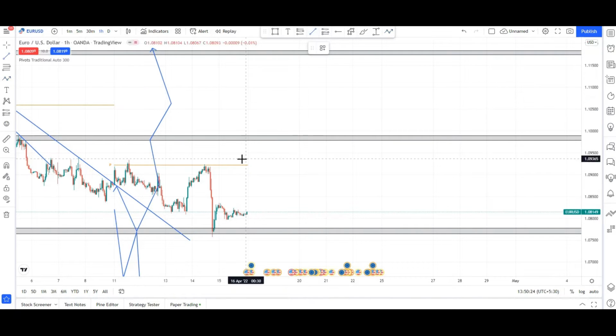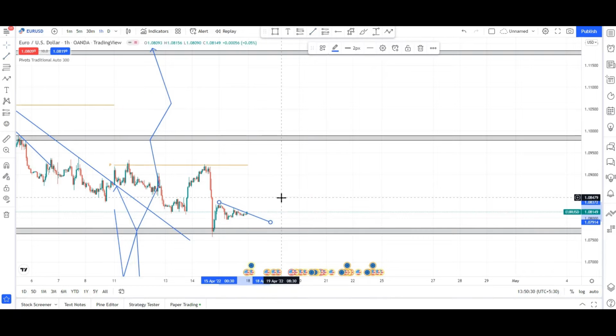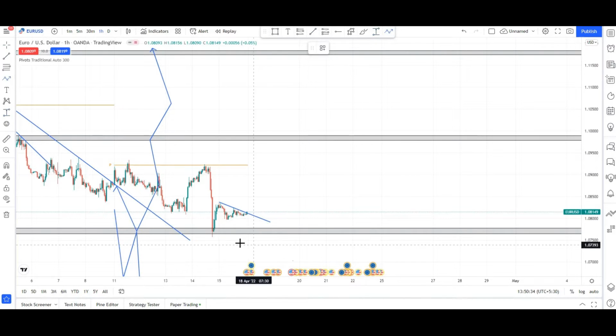Okay guys, now we can start with the euro versus US dollar. You can see here, this is one of the smallest trend lines. Right now it's broken. So this is a very big opportunity to take a position here, and your first target will be somewhere here. This will be the second target, third, fourth, fifth and sixth target.